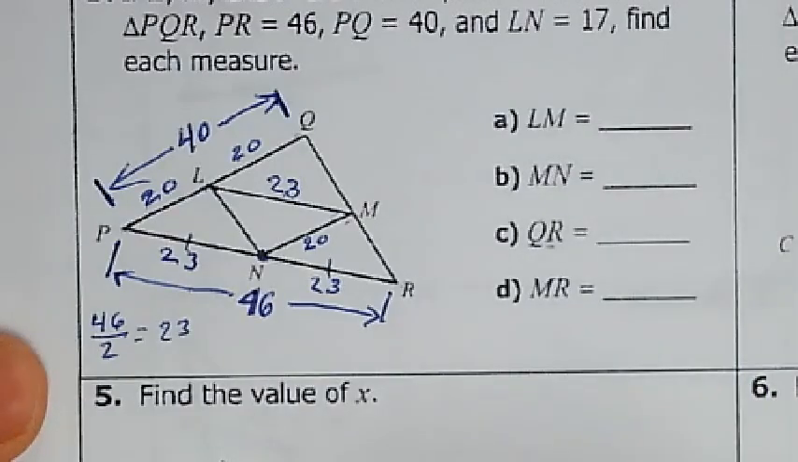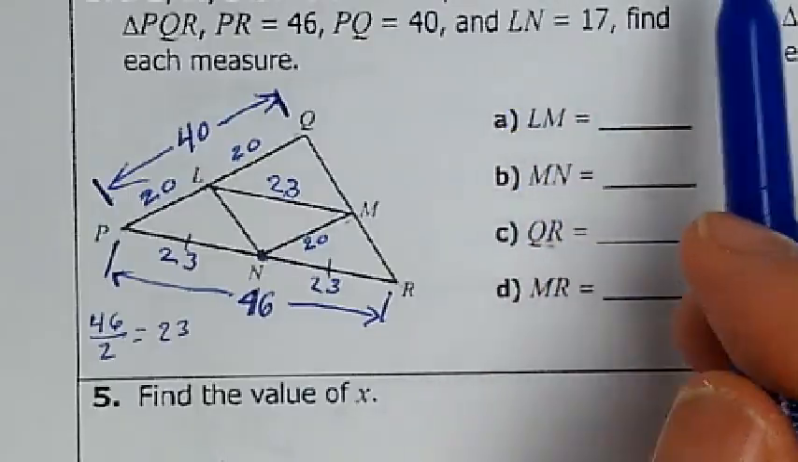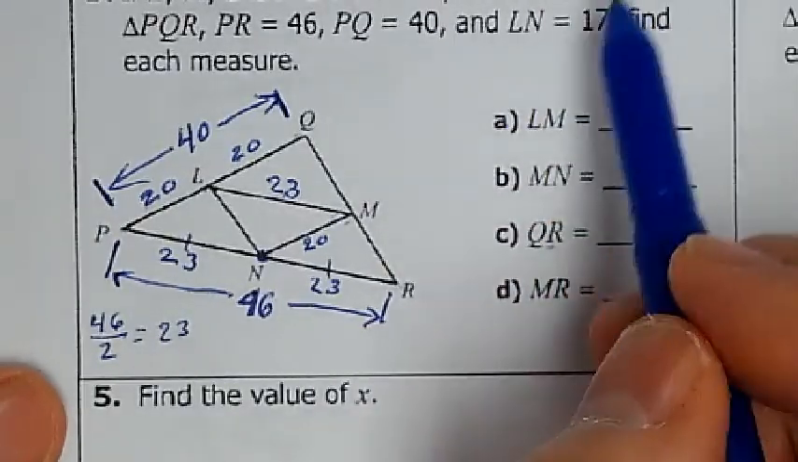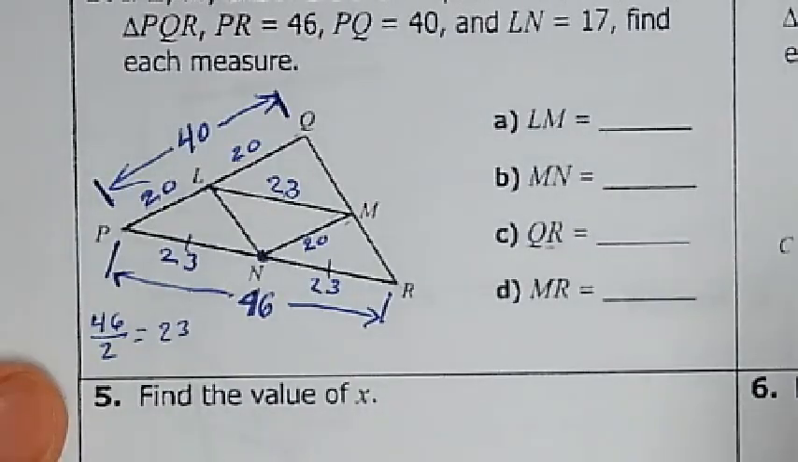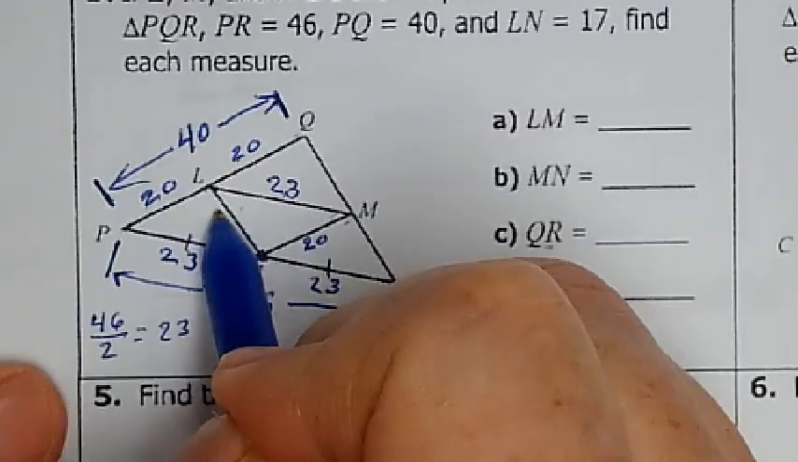And finally, the third piece of information they give you. They're telling you that LN is 17. Oh, they're giving you the midsegment. It's right here. It's 17. They're telling you that this midsegment is 17.